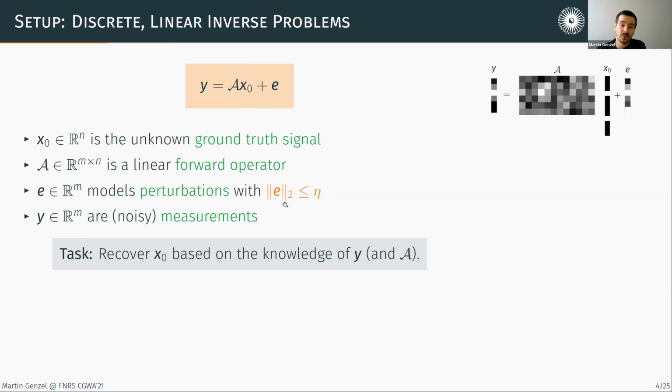And in this talk, we will assume that there's at least some prior knowledge of this noise in terms of the energy. So we assume that there's a certain upper bound on the power of the noise, which is measured in the L2 norm. And then the question is, can we recover this unknown signal given the measurements? Okay, so that's the basic setup.